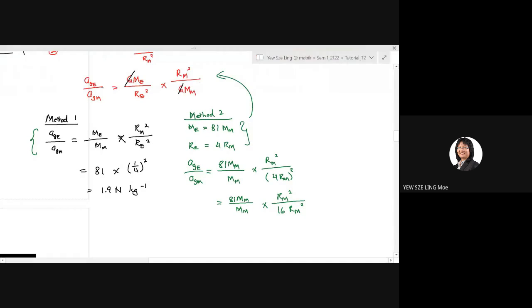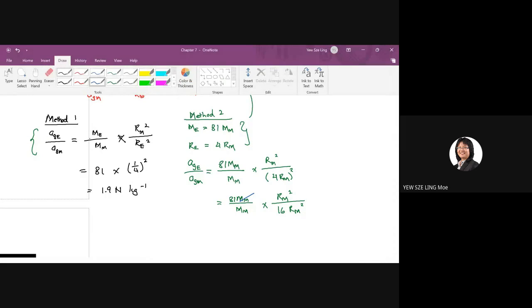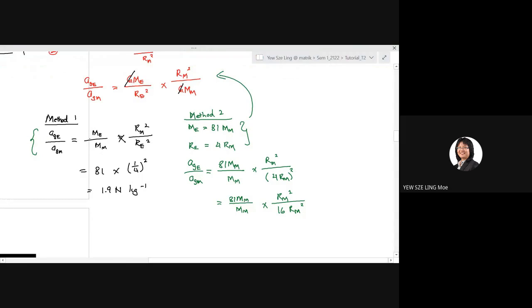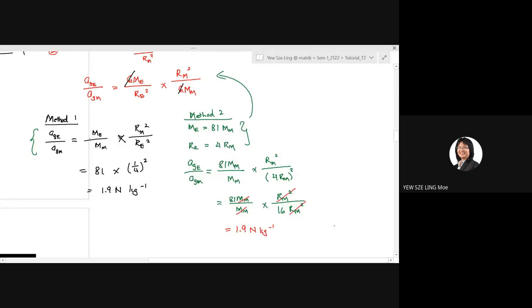So next step, you just cancel out the unknown. So mm, oops, wrong color. You can cancel it out. Rm square and Rm square, you can cancel it out. So it becomes 81 divided by 16. So eventually you will obtain 1.9 kg^-1.